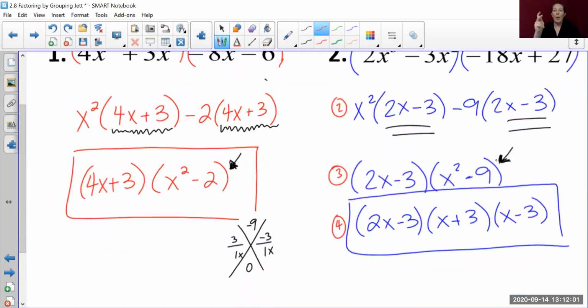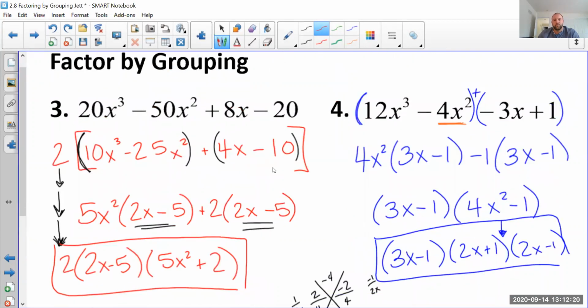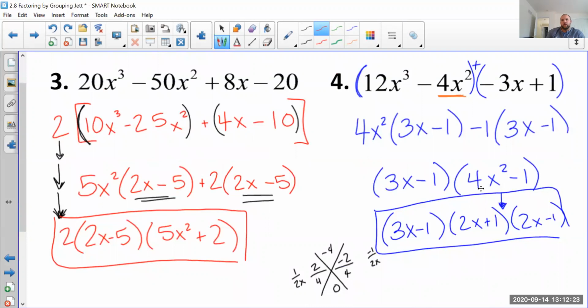Okay, we're taking this x squared minus 9 and breaking it up into 2 different pieces. We're factoring it further. Okay. And then 4, is that what it was? Same thing. Same thing. We're taking this piece, 4x squared minus 1, and breaking it up into 2 factors from there. Okay.